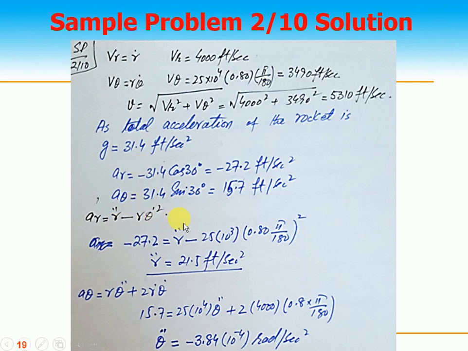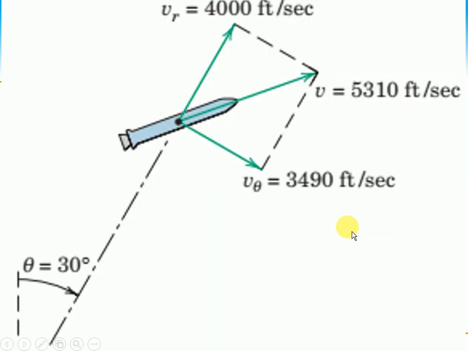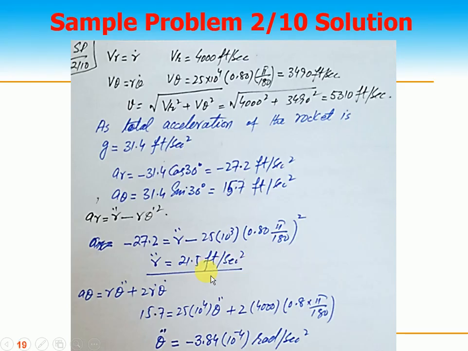So a_r is equal to r double dot minus r theta dot squared. I have the value of a_r, r and theta dot, so I can find r double dot, which comes to be 21.5 feet per second squared. Similarly, a_theta is equal to r theta double dot plus 2 r dot theta dot. I know a_theta, r dot, theta dot and r, and by putting in the values, the important thing is that theta dot must be in radians per second. We are given it in degrees per second, so we multiply by pi by 180, and theta double dot is minus 3.84 × 10^-4 radians per second squared.